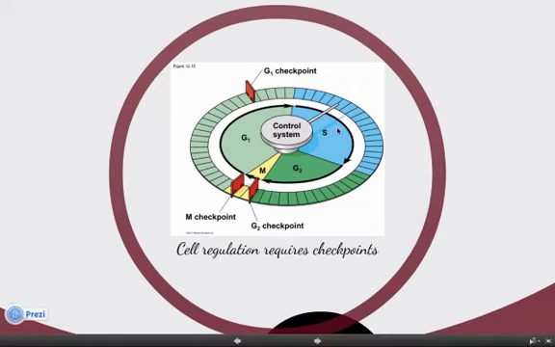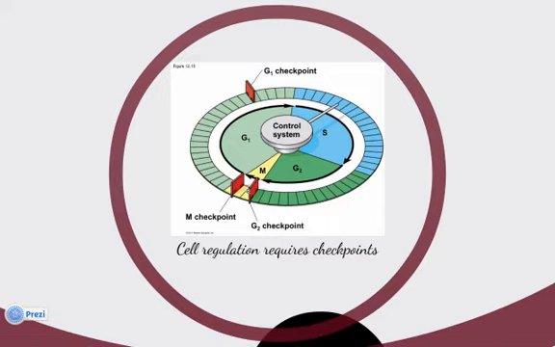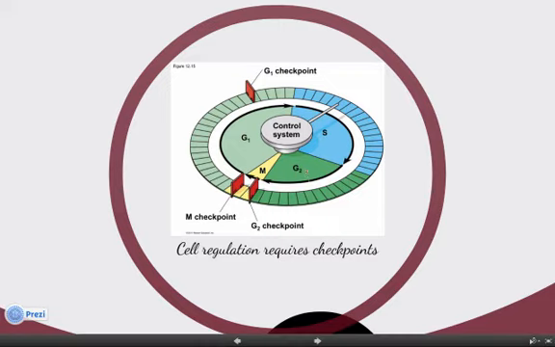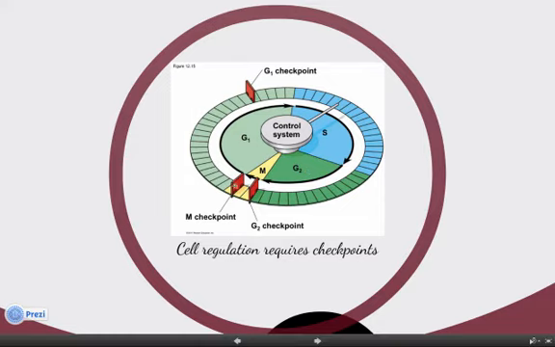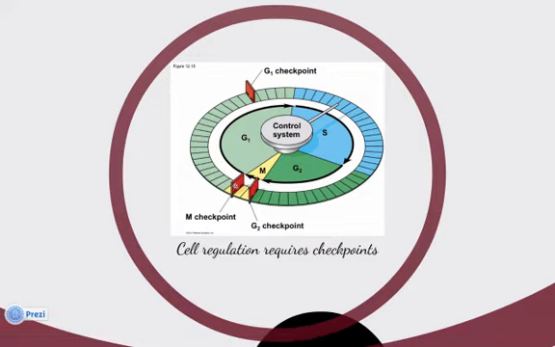Where's the next major checkpoint? Well, it's right before M, right before mitosis begins. I want to make sure I've doubled everything in G2. I want to make sure I have 2 pairs of the centrosomes. I want to make sure that my microtubules are intact. I want to make sure I've doubled my organelles. I want to make sure that I have everything so that at the end of mitosis, I will have 2 functional cells.